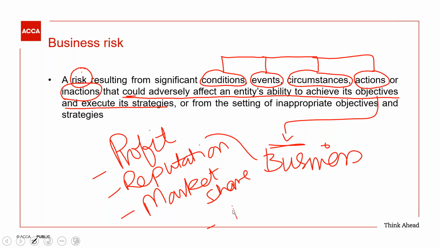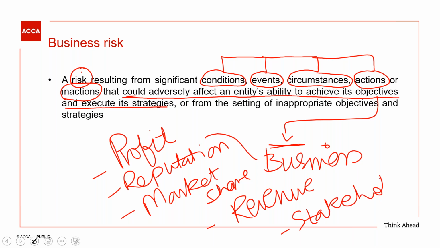Your sales, your revenue. If something affects it, your revenue goes down. So if your product becomes obsolete, that is also a business risk, because an obsolete product will result in declining revenue. Revenue is also your objective. Market share is also your objective. Reputation is also your objective. Stakeholder satisfaction. What if the stakeholders are not satisfied with you? Is that an objective of a business? Do you agree with me?